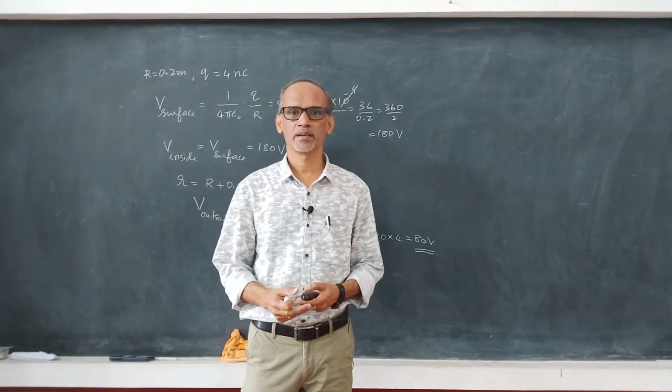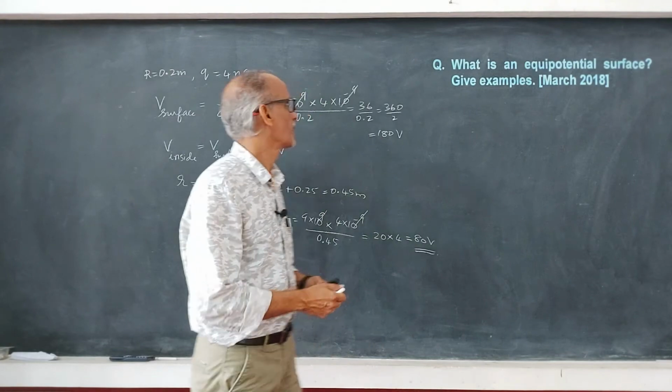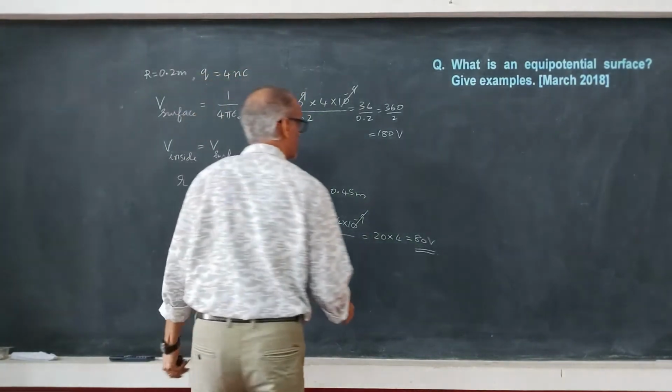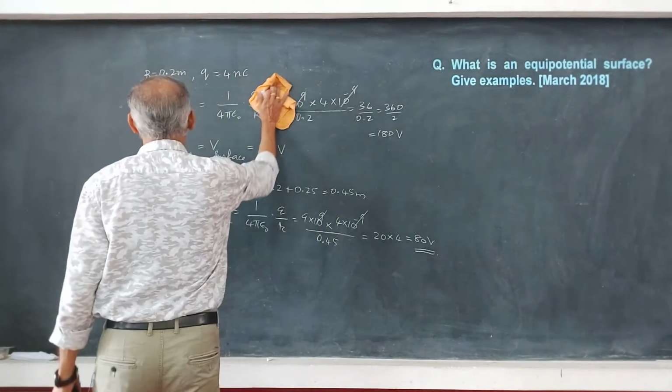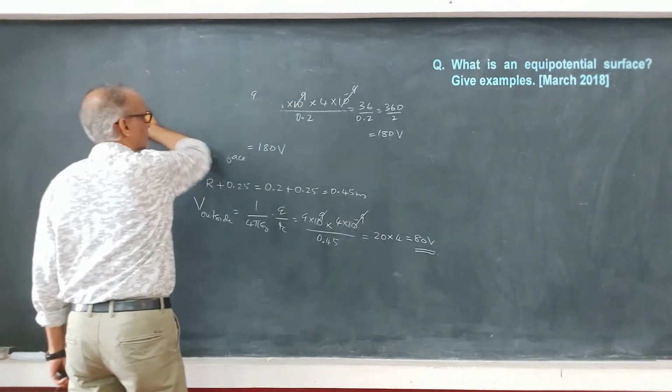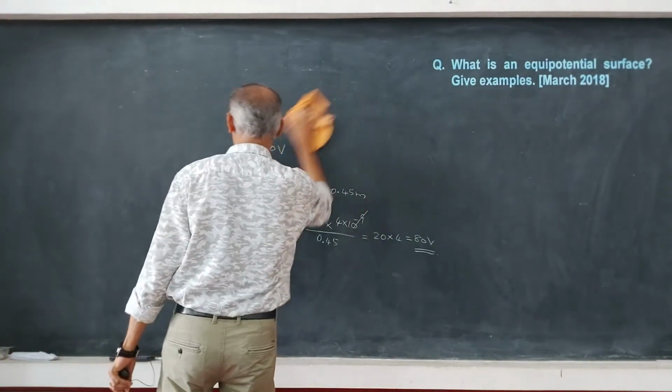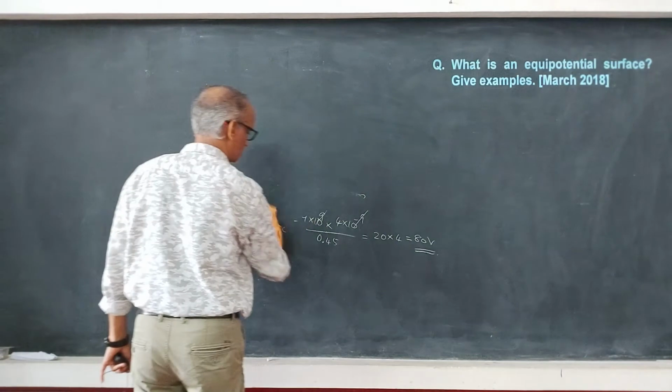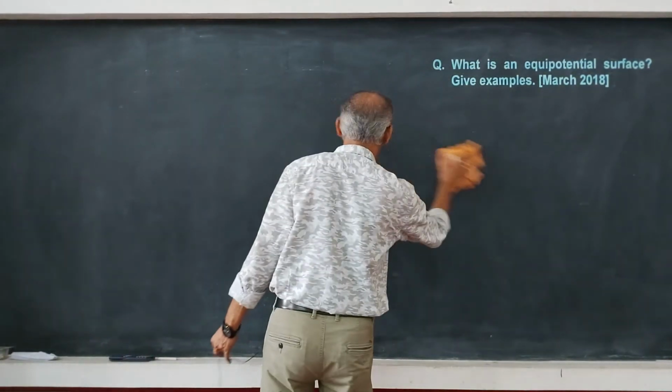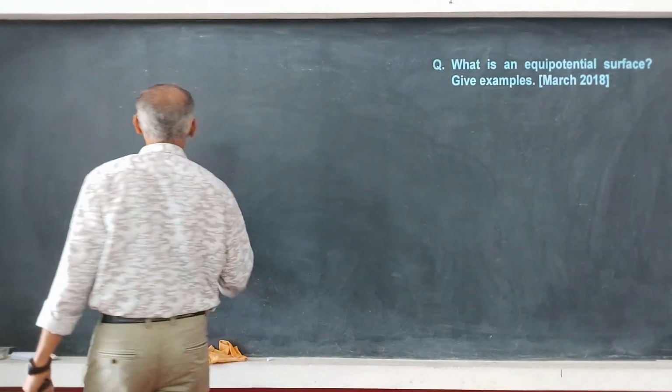So, let us learn again some more concept, and what is an equipotential surface? Give an example. So, this again an important question. So, what is equipotential surface? A surface over which the potential remains the same is called equipotential surface.